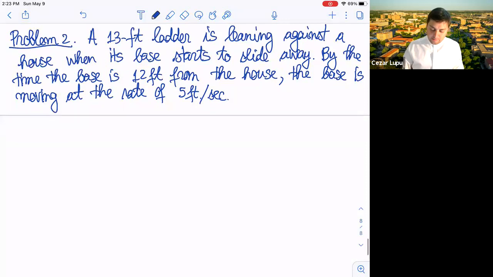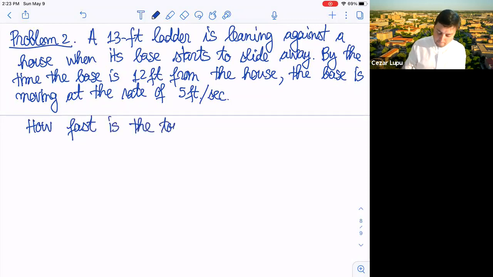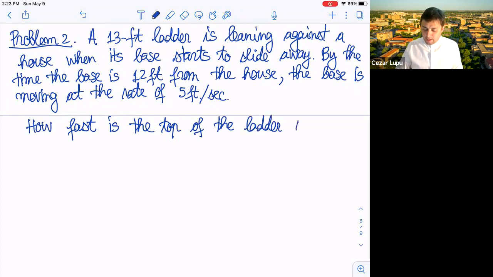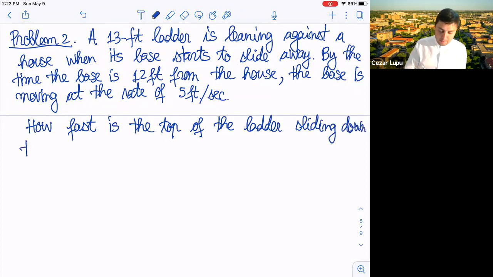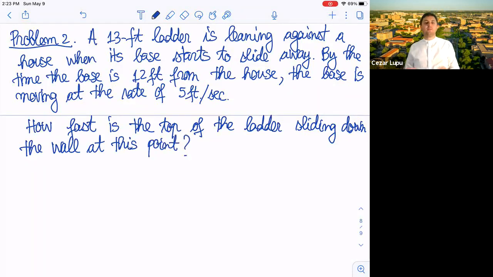The question is, how fast is the top of the ladder sliding down the wall at this point? All right, so that is the question. I want you to think a bit.